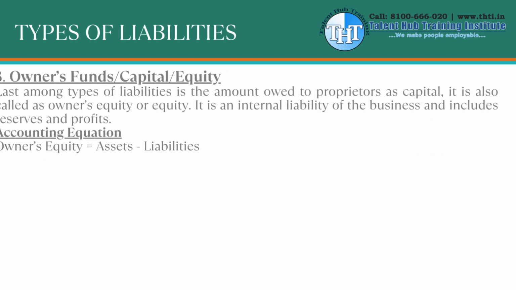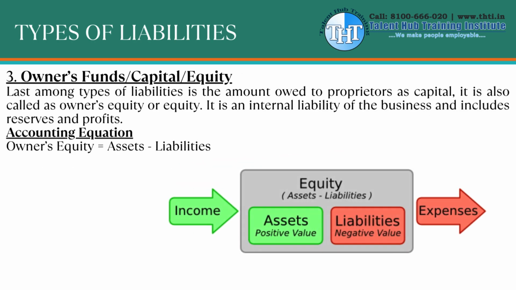Owners' funds, capital, equity. Last among types of liabilities is the amount owed to proprietors as capital. It is also called owner's equity or equity. It is an internal liability of the business and includes reserves and profits. Accounting equation: owner's equity equals assets minus liabilities.